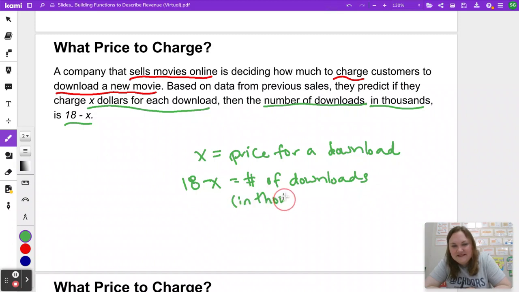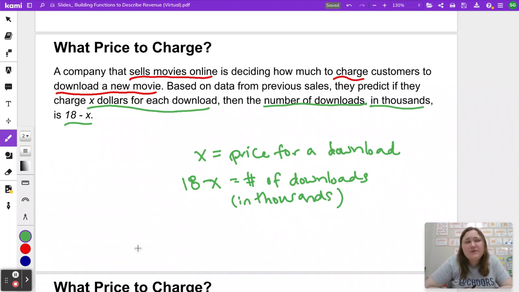Just pause here for a moment and think about, if you were this company, what would you do? Would you want to set a really low price to make the most money? Would you set a really high price to make the most money? What would your strategy be? Well, that's what we're going to be exploring below.